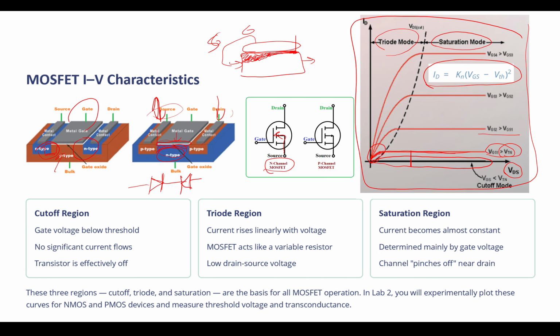Is that clear? So, because we want to use it as a switch, we normally tune the MOSFET or use the MOSFET in a saturation mode. So either it's conducting in saturation or it is not conducting at all. Is that clear?